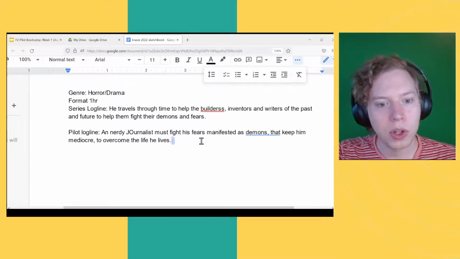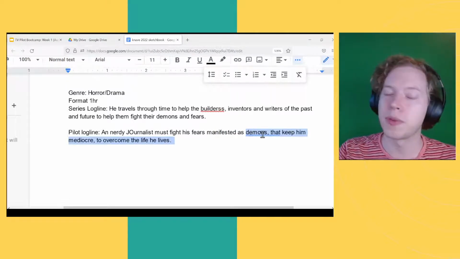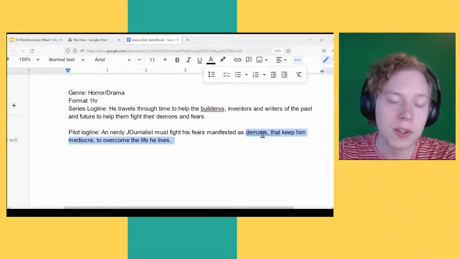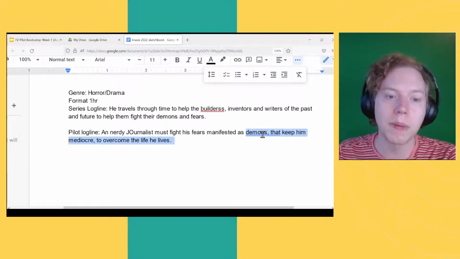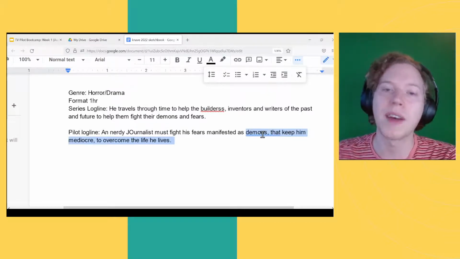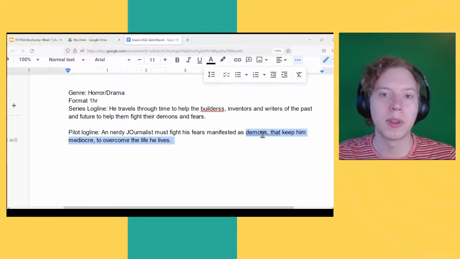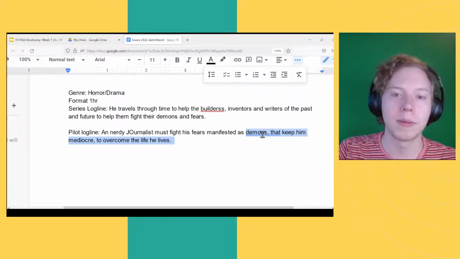Keep him mediocre to overcome the life he lives. Yeah, and for the rest of this, you don't absolutely have to do any of this, but I would just reconsider: if the show is going to be every episode he travels to help a new person, the pilot episode should also be he travels somewhere to help a person, even if that contains that through line of him struggling with his own internal demons or whatever he has.